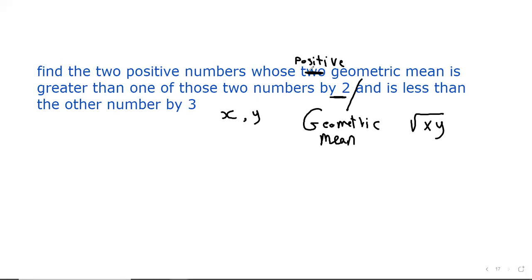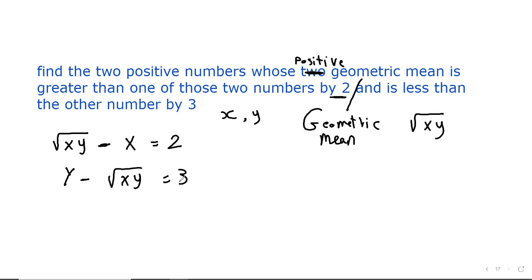So the geometric mean is greater than one of those two numbers by 2. So the square root of xy, that's the geometric mean, minus any one of them, let's say x, equals 2. Okay. So the square root of xy minus x equals 2. And this geometric mean is less than the other by 3. The other one is y. So y minus the square root of xy equals 3.